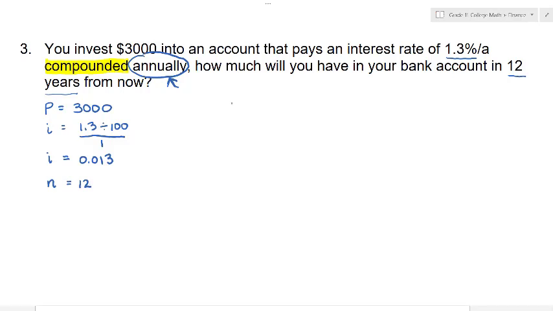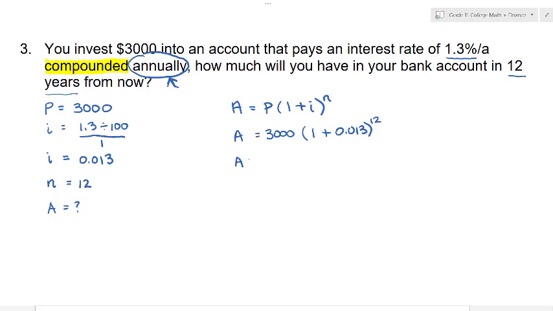So then I use my formula. So A is equal to P times (1 plus I) to the N. And my A is my final amount. And the question says, how much will you have in your bank in 12 years? So that's what I'm looking for. I can write that down here if I want. A is the final amount. That's what I'm looking for. So that's my question mark. So I don't need to rearrange the equation. I have A is equal to P, which is 3,000, times (1 plus my I, which is 0.013) to the power of N, which is 12.